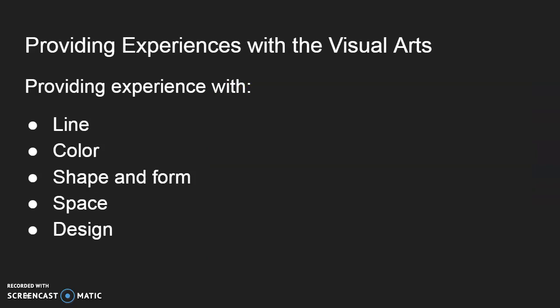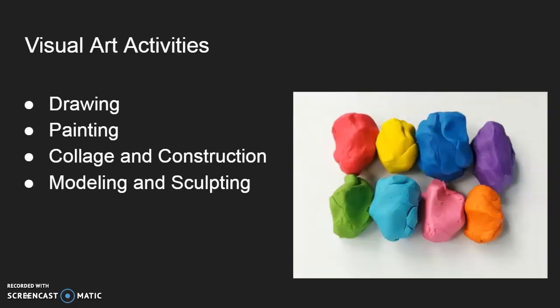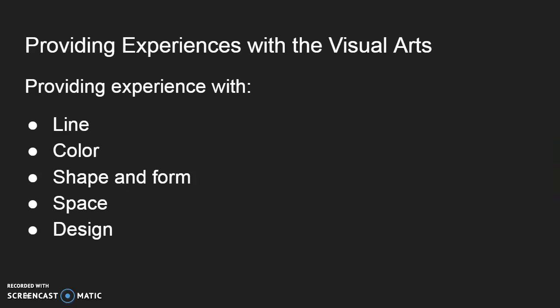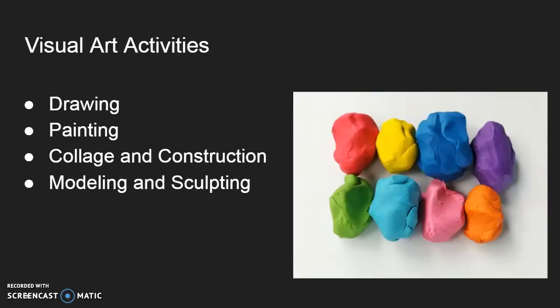So what are some things that you can do to provide experiences with visual arts in your classroom? Essentially, you're providing experiences with line, color, shape, form, space, and design. Additionally, you are going to be providing experiences with drawing, painting, collage, construction, modeling, and sculpting. Because when you do that, you are providing children with experience with line, color, shape, form, space, and design.